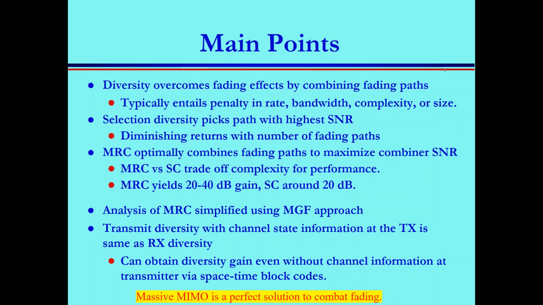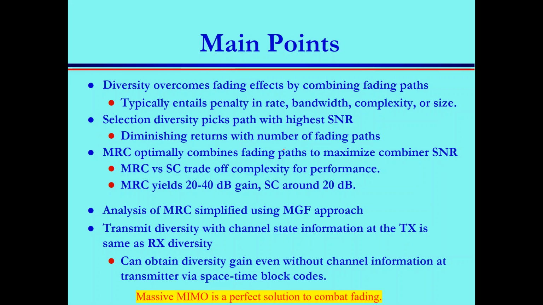First, diversity overcomes fading effects by combining fading paths coming from different directions. It typically entails a penalty in rate or bandwidth or complexity or size. As I just explained in Alamouti, I said you could have 4 symbols, but he is interested in reliability, enhancing reliability. Selection diversity picks the path with the highest SNR.